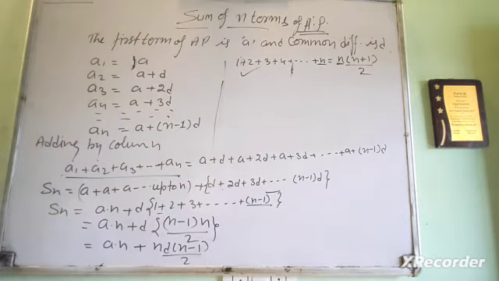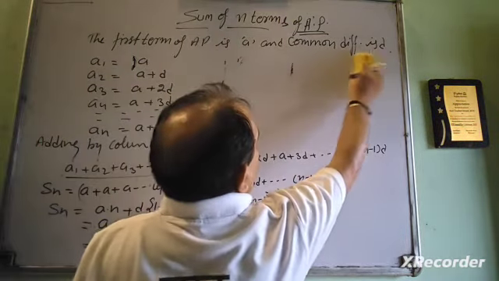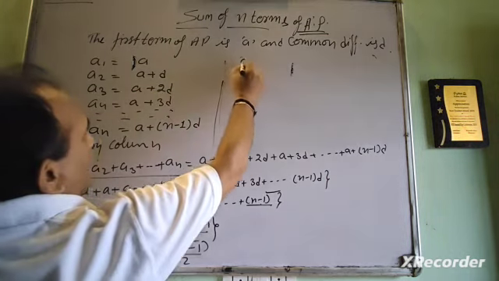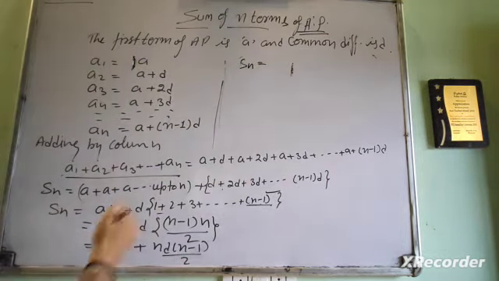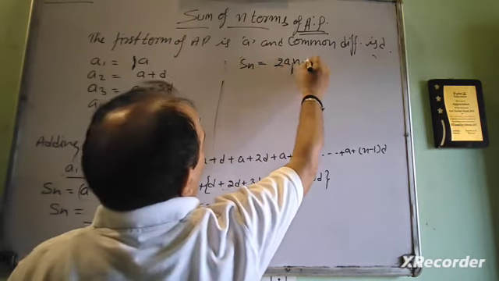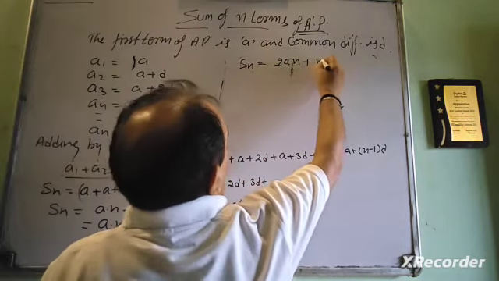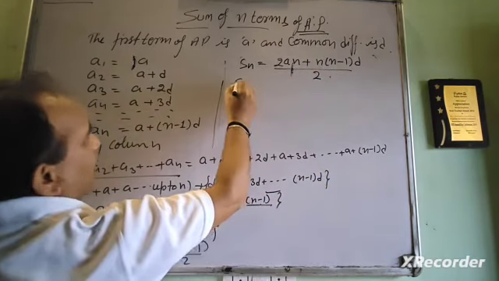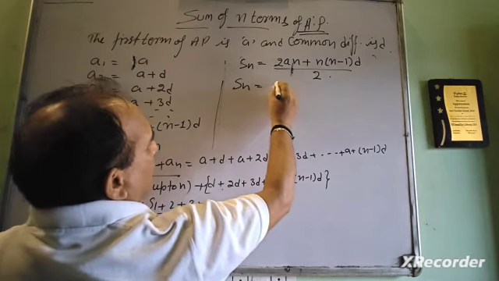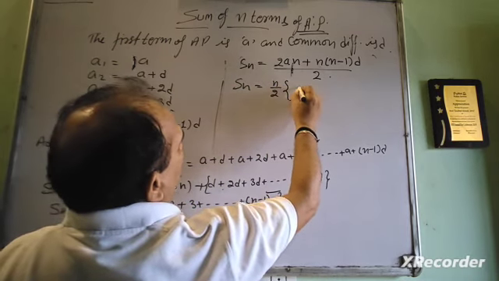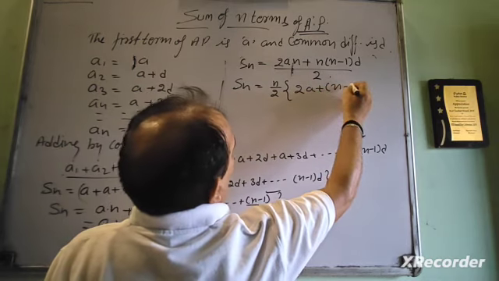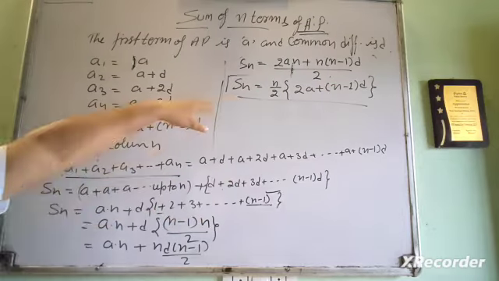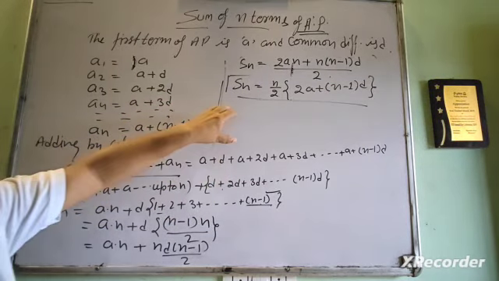From this we take the LCM, so it becomes Sn is equal to (2an plus n into (n minus 1) into d) whole upon 2. Then Sn is equal to, taking n by 2 common, n by 2 into (2a plus (n minus 1) into d). This is the formula for the sum of n terms. So the formula for the sum of n terms has been derived.